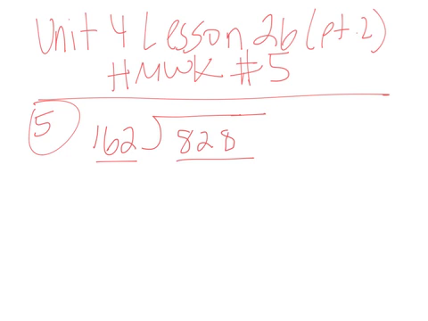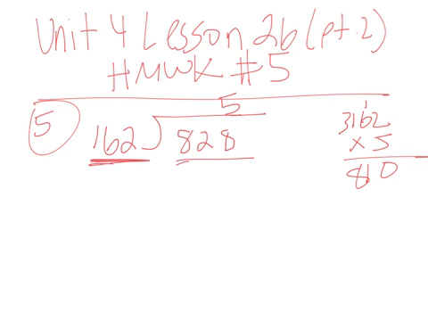Now, if I think that this number right here is about 160, or let's say 16, I know that 16 times 5 is 80. So over here, I'm going to try 162 times 5 as my estimate. When I do that, I'm going to get 810. So that seems pretty good. So here goes that. I put the 810 here and I subtract like I would in long division. When I subtract, I get 18.